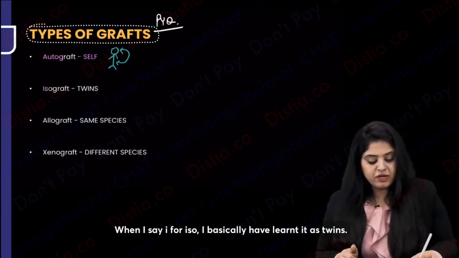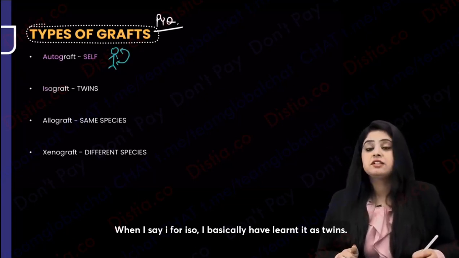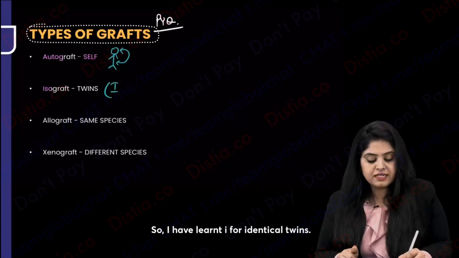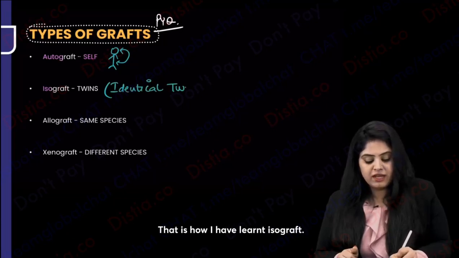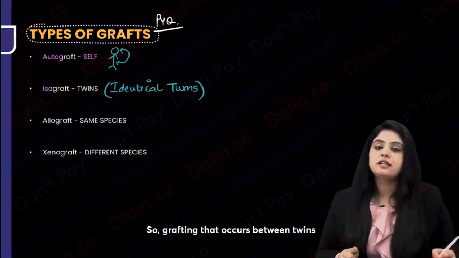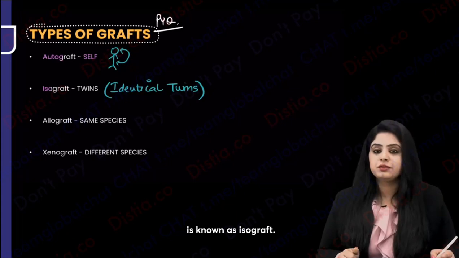What is iso? When I say I for iso, I have learnt it as twins. So I have learnt I for identical twins. I for identical twins. That is how I have learnt isograft. So grafting that occurs between twins is known as isograft.